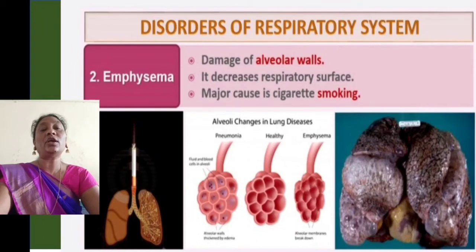What are alveoli? They are the structural and functional units of the lungs, where the main gaseous exchange takes place. So damage of the alveolar walls decreases the respiratory surface, and the major cause is cigarette smoking. Majorly it is caused by cigarette smoking.